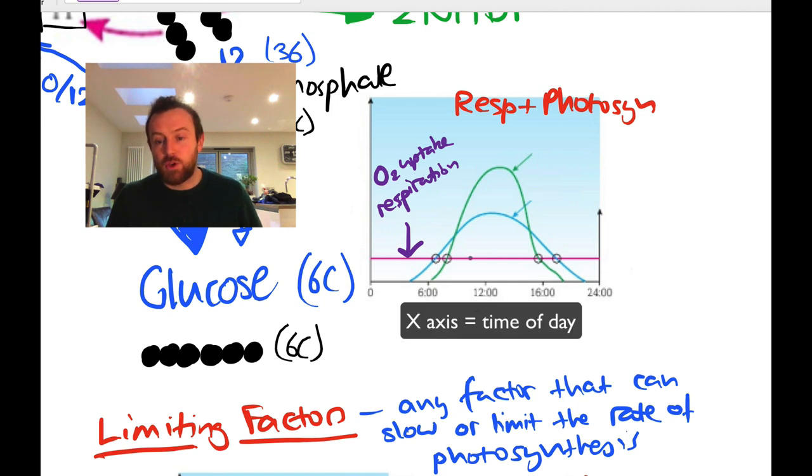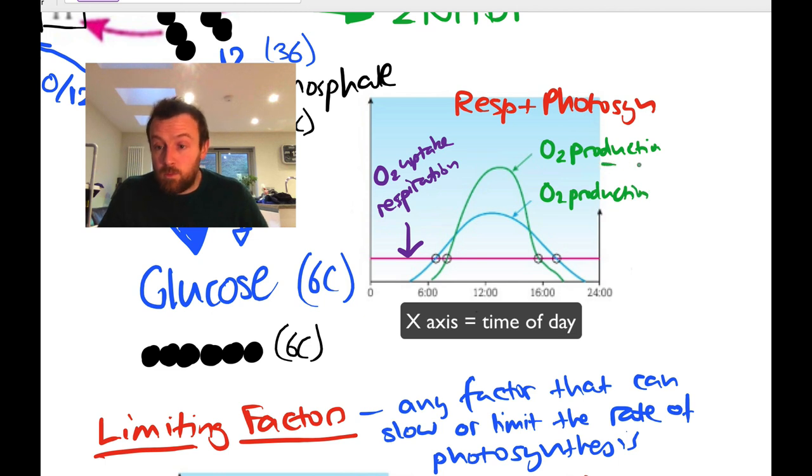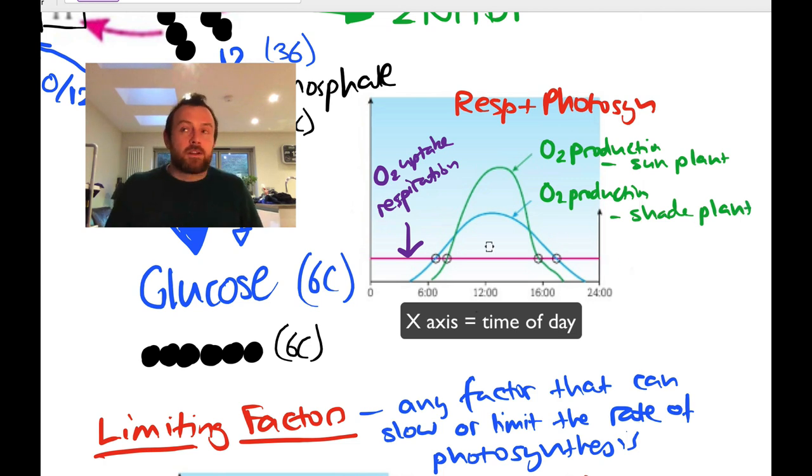So this is the net usage of oxygen. And the blue and green lines show oxygen production. The green line here would show oxygen production, and so would this one. The green line would be in what's called a sun plant, a plant that loves full sun, and the blue line is a shade plant, a plant that prefers shadier environments.